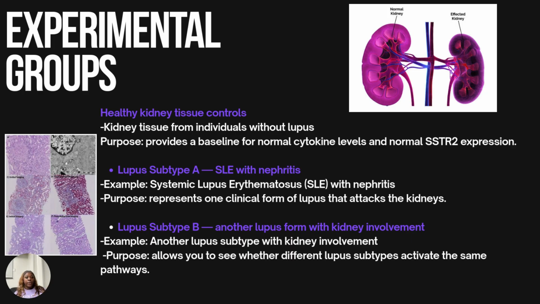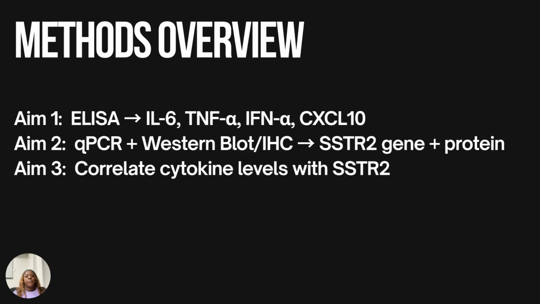And then our 2 different lupus subtypes: lupus subtype A, which is SLE with nephritis, and lupus subtype B, another form of lupus with kidney involvement. So basically, these both allow us to see whether different lupus subtypes activate the same pathway, and to test whether SSTR2 upregulation is the shared cause of inflammation for chronic pain across the different lupus subtypes.